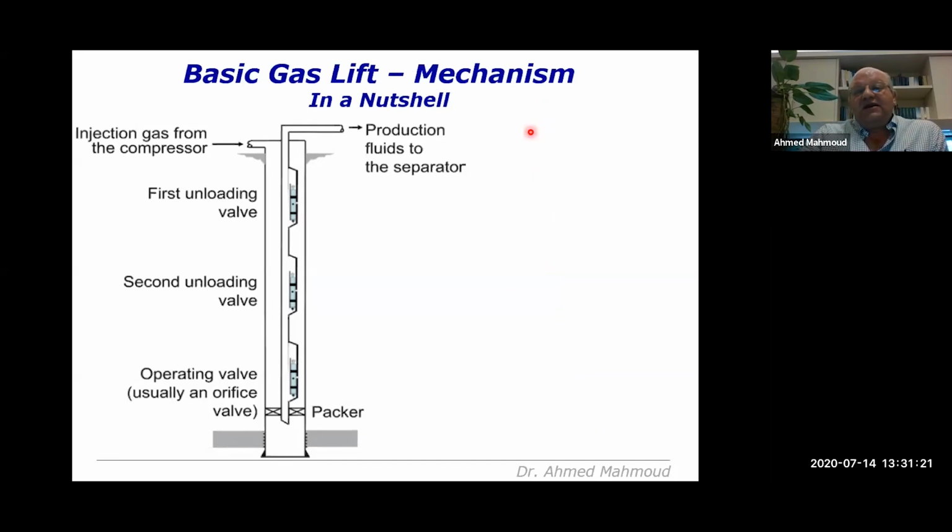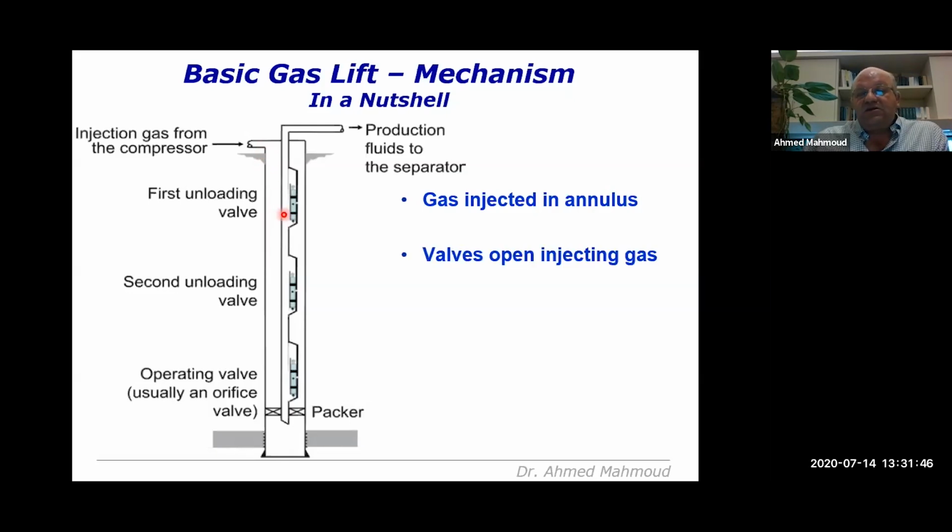Okay, so let's summarize the gas lift mechanism in a nutshell. First of all, gas is injected in the annulus, okay? And once the gas is injected in the annulus, these valves do not open all together. They open one by one, and I will show you this later in detail. But once I inject gas in the annulus, the gas will start to open the valves, and the valves will open, and the gas will now be injected inside the tubing.